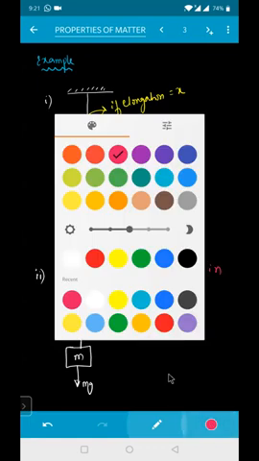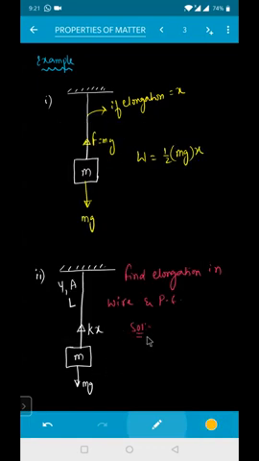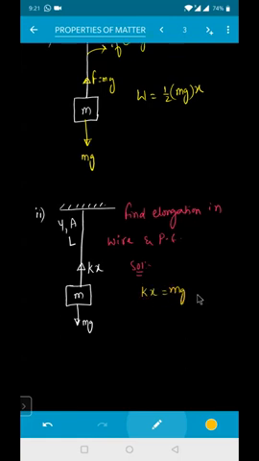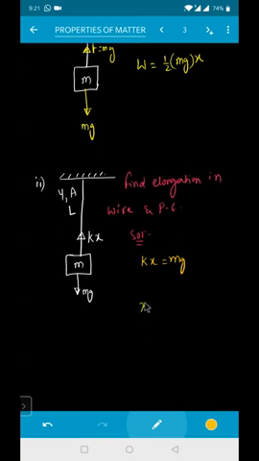The elongation in the wire is due to what, beta? The weight of the body. So I can write here right now, K into X must be equal to M into G. So extension will become how much, beta? Extension in the wire is X only, na? So X will be equal to mg divided by K. So this will be your extension. X is equal to mg divided by K.